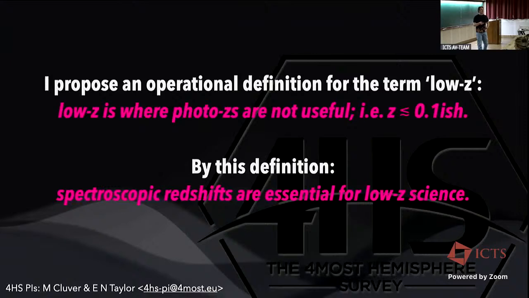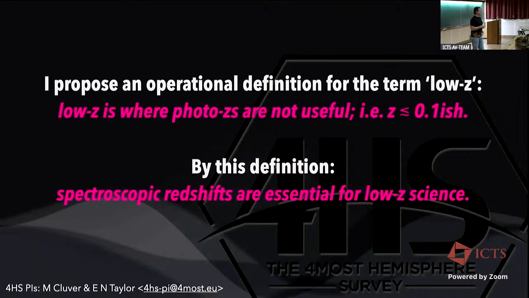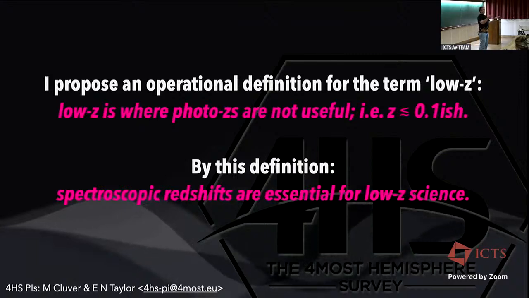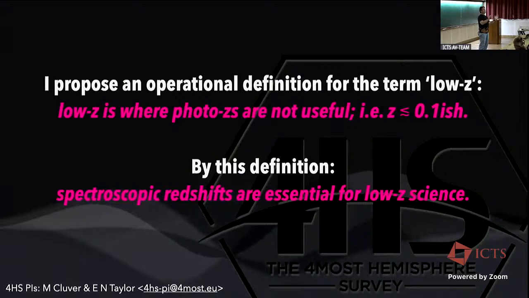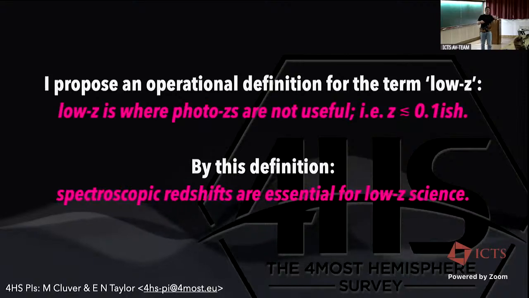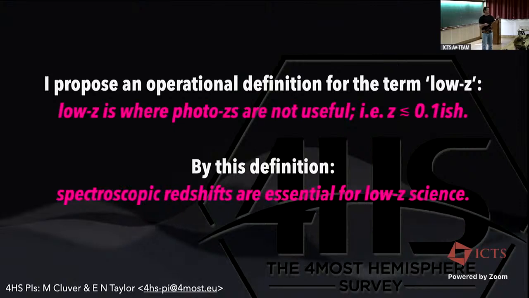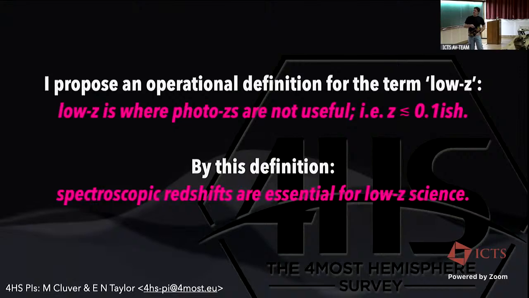I've said low Z a few times. What do I mean by low Z? I propose an operational definition: low Z is where a photometric redshift is not helpful, right? You can imagine a galaxy at 0.1 with a photo-Z error of 0.03, which would be really good. That means there's a 1% chance that galaxy is behind you, right? So photo-Zs in the low redshift universe don't carry enough information to tell you the distances that you really want, and the error propagation gets hard. So by this definition, spectroscopic redshifts are essential for low redshift science.